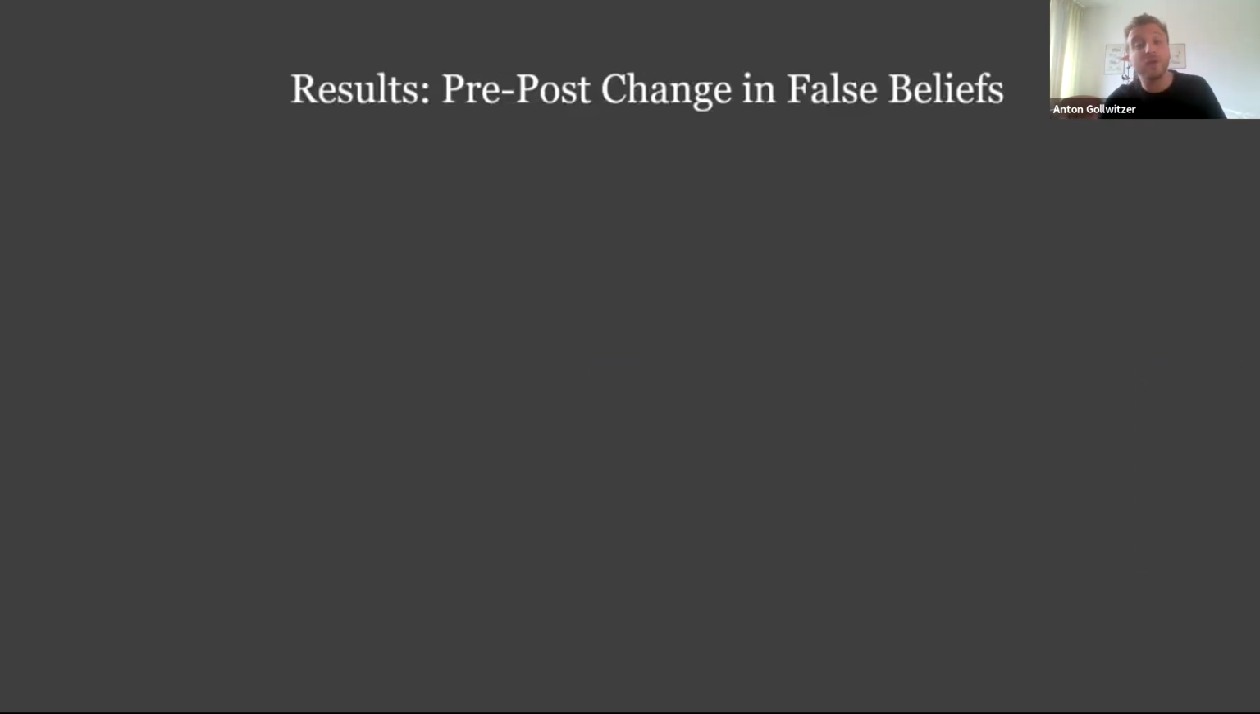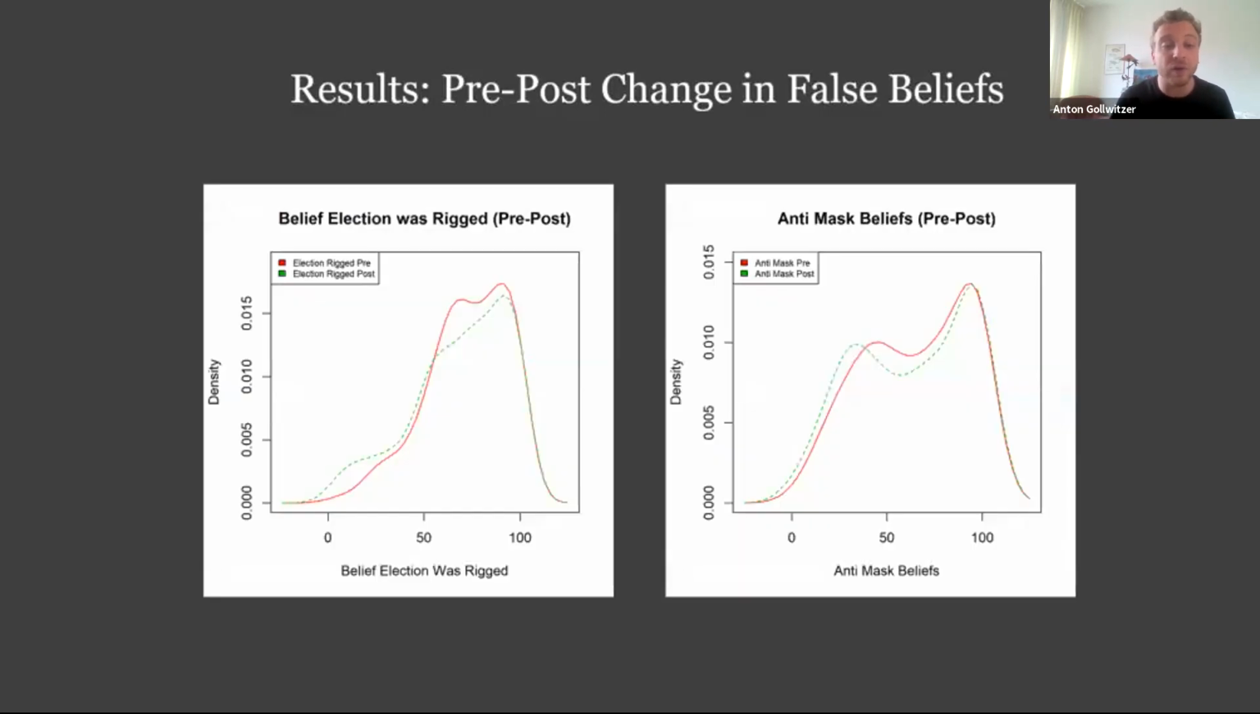The second thing I want to show you is whether participants' false beliefs actually changed. Did our intervention work at all? Is there any response in terms of the false beliefs in response to the counter information task? So this is a graph of participants' false beliefs. Left is election again, right is anti-mask beliefs. The red line is at baseline, and the green line is after the counter evidence task, the information search task. Further along to the right on the graph indicates a greater endorsement. So it does seem to be the case that people are in fact updating. Participants' false beliefs do seem to have reduced from before to after the information search counter evidence task.